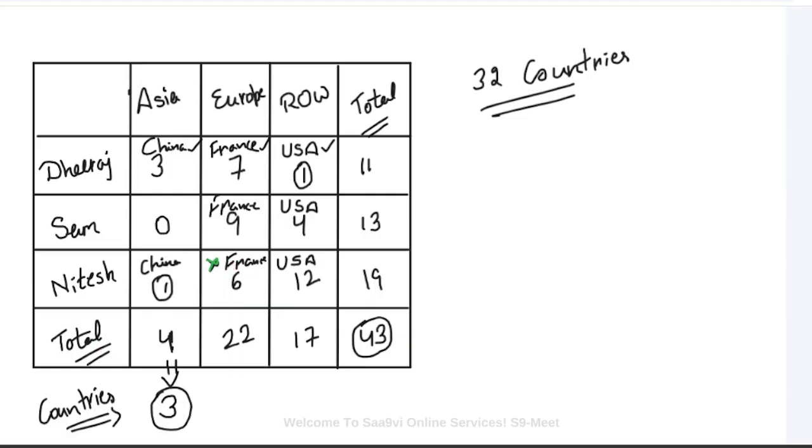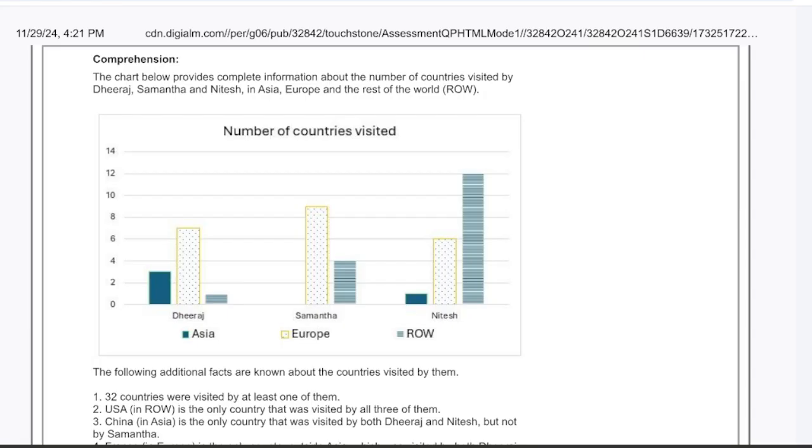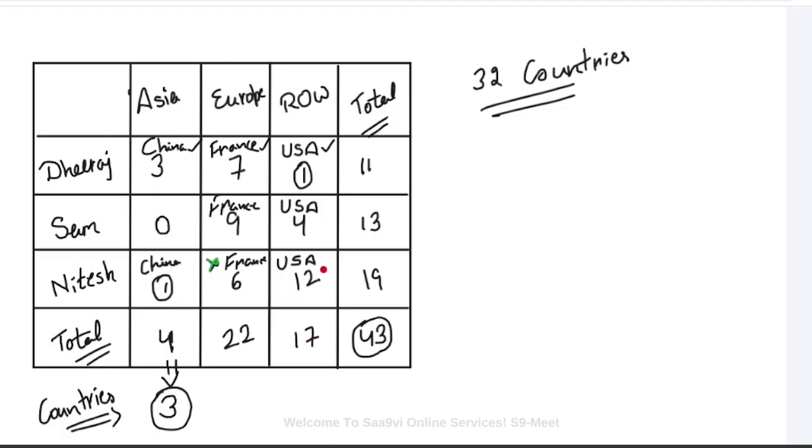So there was one piece of information which we have not used yet. Now that's going to help us here, which is: half of the countries visited by both Samantha and Nitesh were in Europe. That means half they have visited in Europe, half they have visited in the rest of the world. In the rest of the world, they can visit 4, because USA has been visited by all 3 persons, Dheeraj, Samantha, and Nitesh. So one country in the rest of the world by Samantha is USA. The rest 3 have to be with Nitesh also.